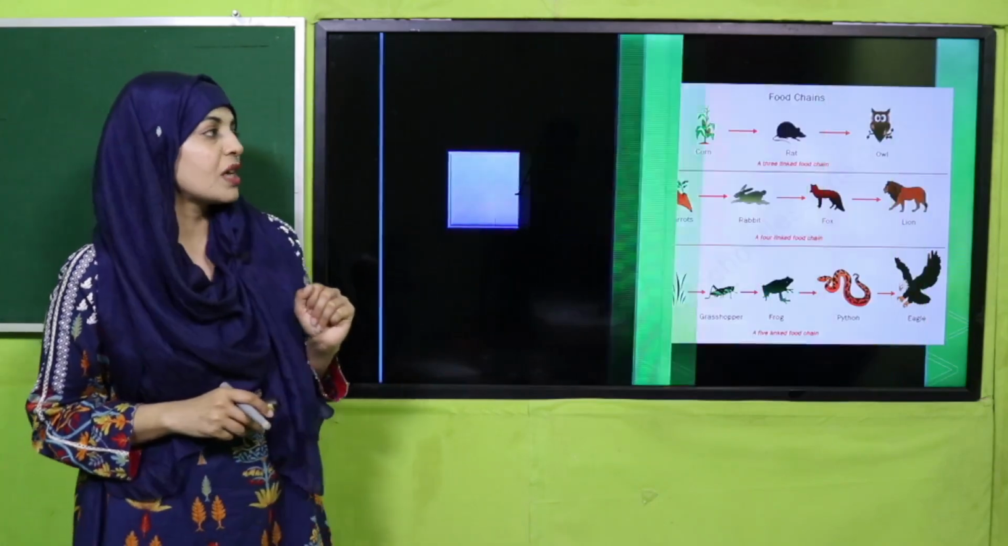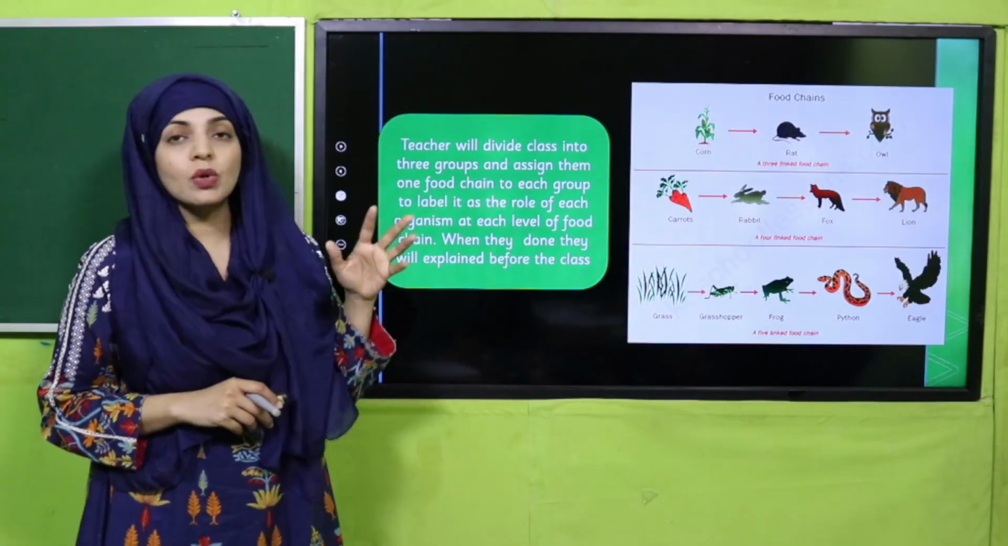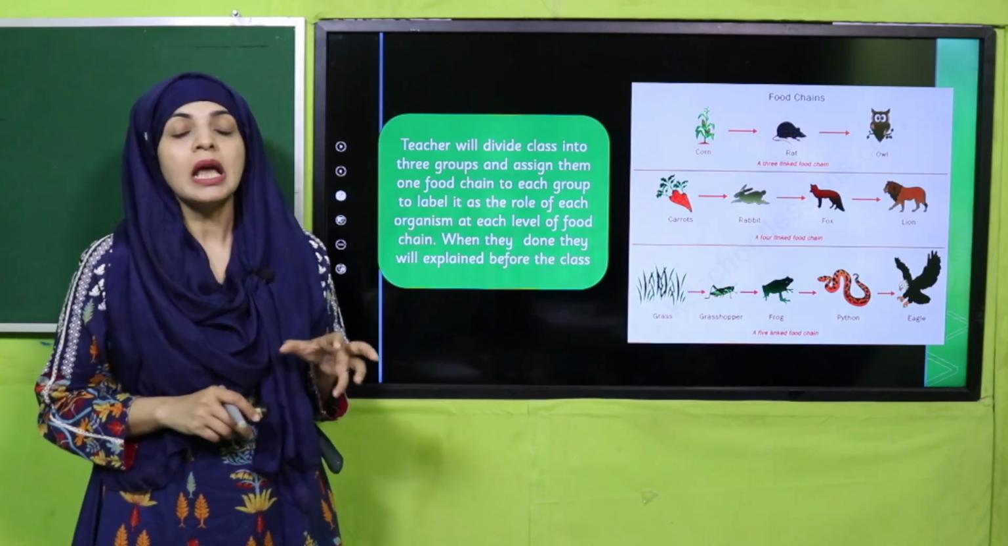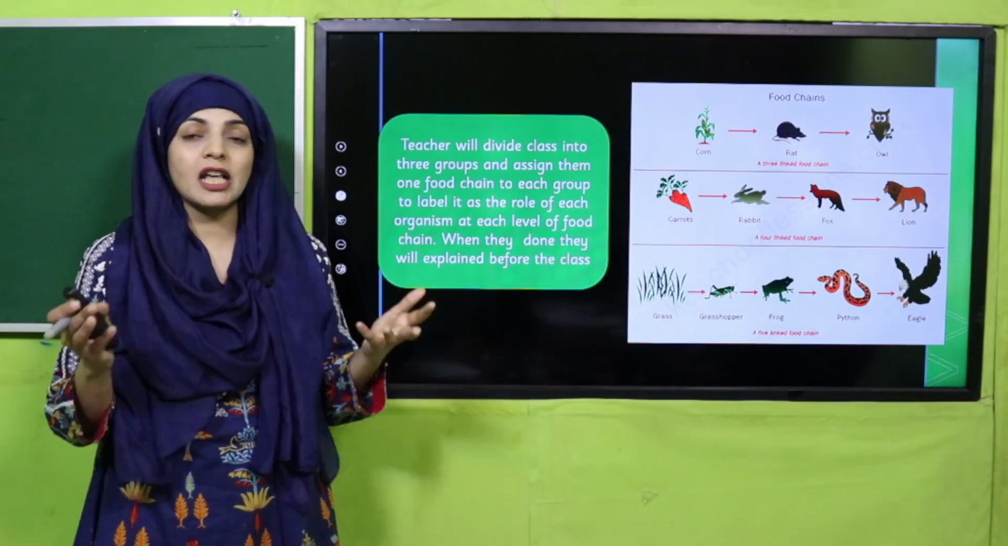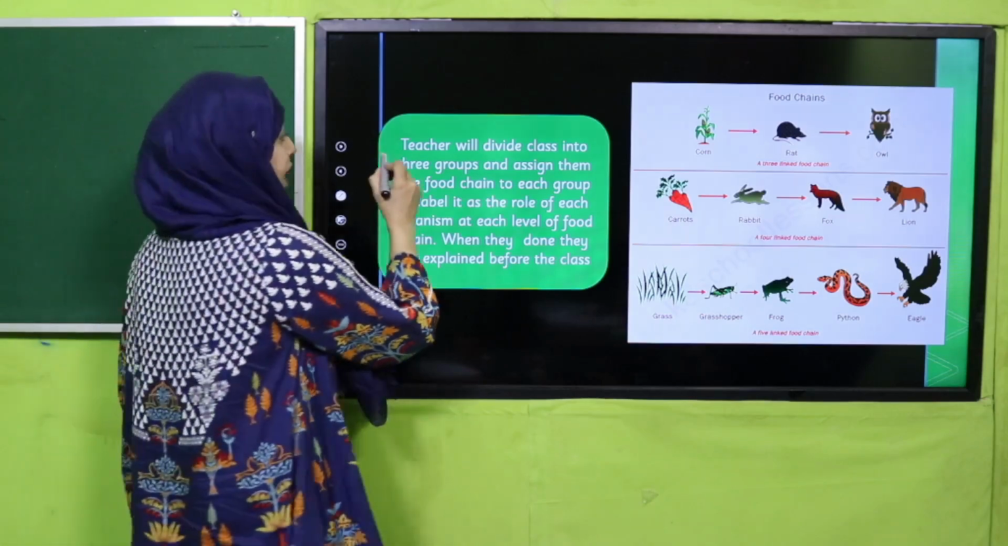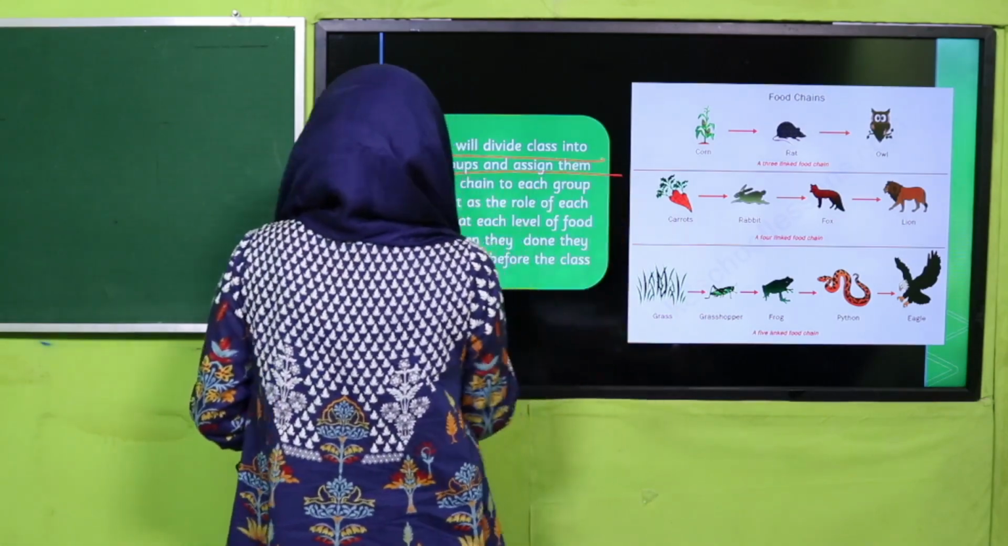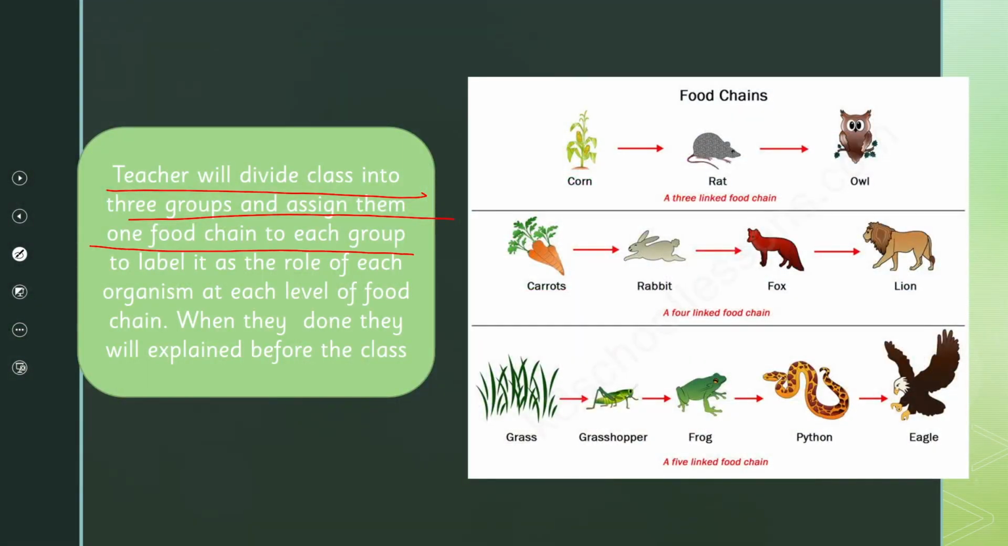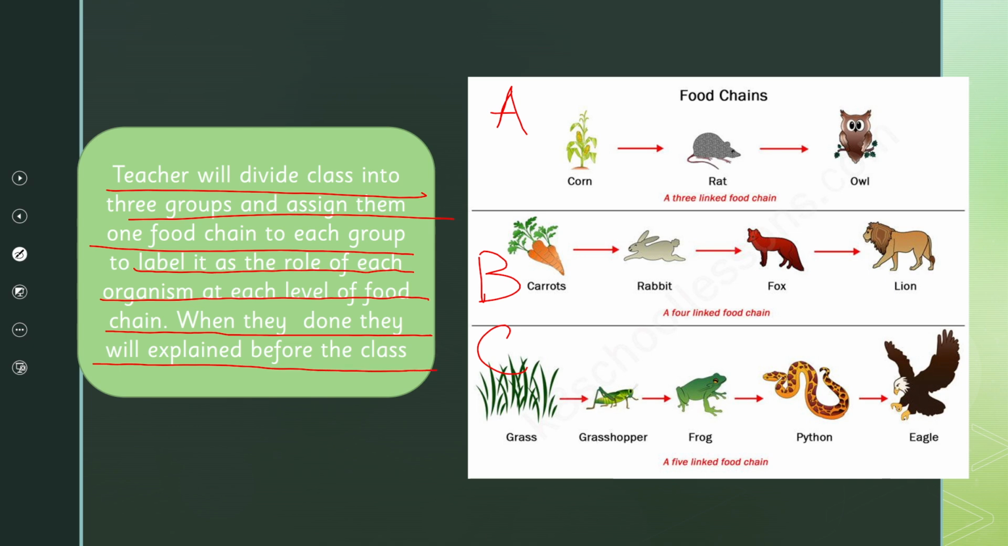So my dear students, now is the time for an activity. You can see different food chains on your screen. Teacher can distribute these food chains in the class. And what the students will do is teacher will divide the class into three groups and assign them one food chain each. Group A, B and C. Label it as the role of each organism at each level of food chain. When they're done, they will explain before the class.